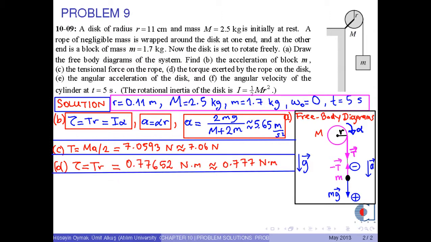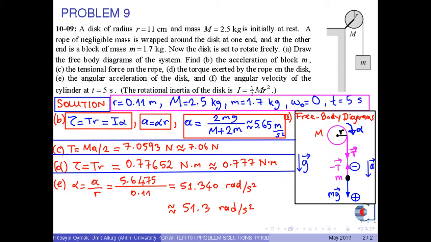In part E, we use this formula to find the angular acceleration, that is alpha equals a over r. We put the numerical values into this equation and finally get 51.340 radians per second squared, or approximately 51.3 radians per second squared.